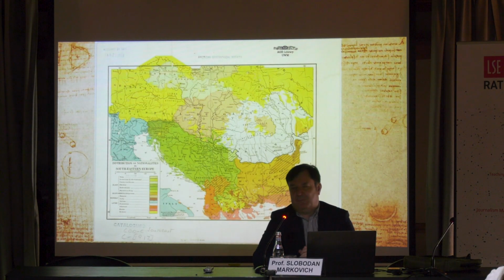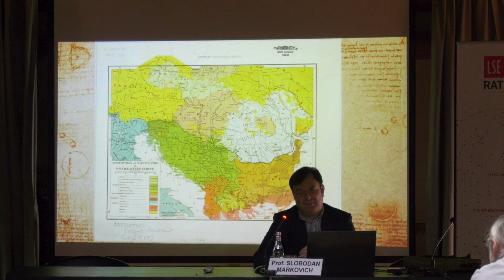This is an American map from the end of the, I will return to this map several times, and it shows the actual ethnic, national composition of Southeast Europe. And there are several things where we can immediately read political messages. For instance, Serbo-Croats are together. There were no Serbo-Croats, of course.